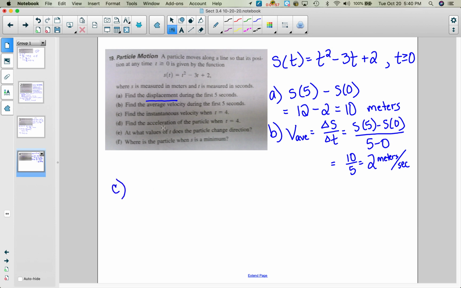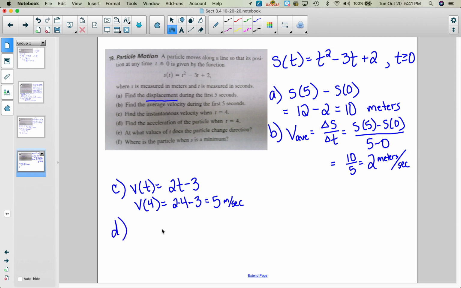Part C asks us to find the instantaneous velocity. So now we're finding v of t, which remember is the derivative of position. So we get 2t minus 3, just using the power rule. And then we want to know what v of 4 is. So we substitute in a 4. And 8 minus 3, we get 5. And this is velocity, so it's meters per second. So you've got to make sure you remember units on these problems. That's going to be a big deal.